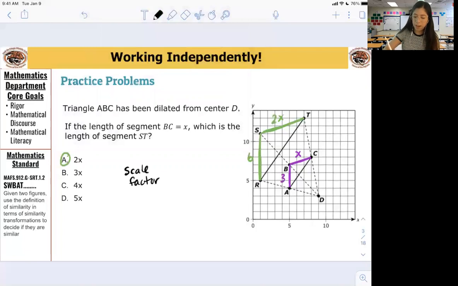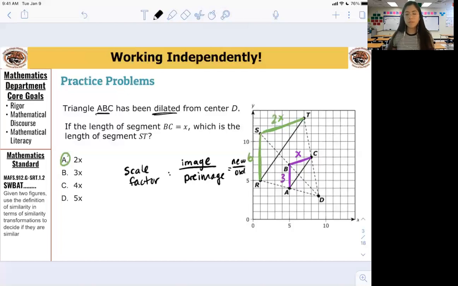As a reminder, scale factor, if they tell you that one is the pre-image and the other one is the image, or even the way they say it here, triangle ABC has been dilated, right? So whichever one was dilated is the pre-image. So therefore, when you do scale factor, remember that it's going to be image over pre-image. Or if it helps you remember, new over old. So that's how we end up with the number 2.